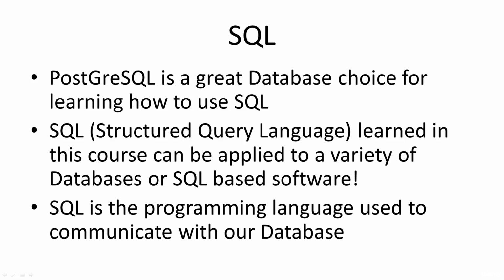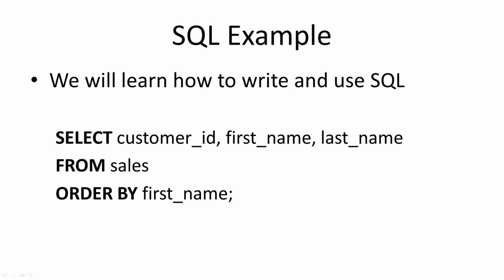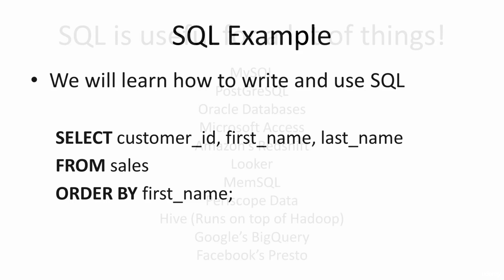So for an example of what general SQL syntax would look like, it would look something like this. Select some column names from a table, and then you have some functions or clauses. Here I'm ordering by the first name. So we're going to learn how to write and use SQL syntax like this in this course.